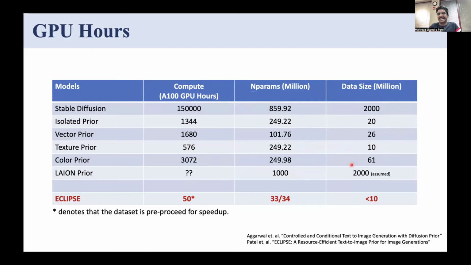Even though these are domain-specific priors, if you look at the general text-to-image priors like LAION prior, they have not released the total compute, but they have trained a 1 billion parameter model, and they have trained about LAION 2B, if not 5B. Compared to these settings, we find that Eclipse can be trained in less than a day, which is just 50 GPU hours. If you have 4 GPUs, it will be trained in less than 12 hours. The model has merely 33 to 34 million parameters, and can easily be trained on less than 10 million image-text pairs.